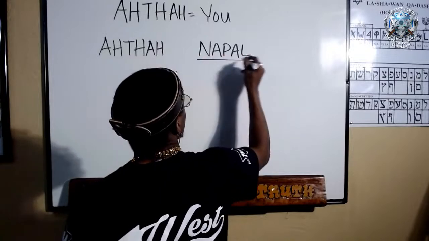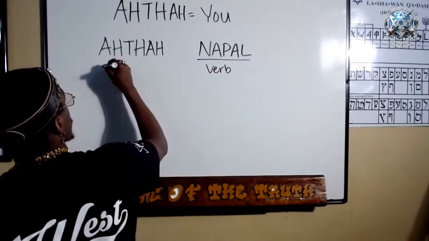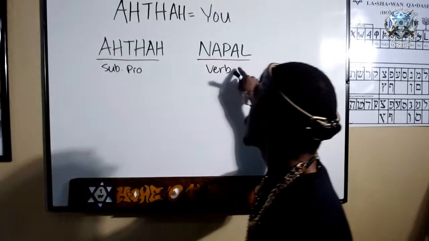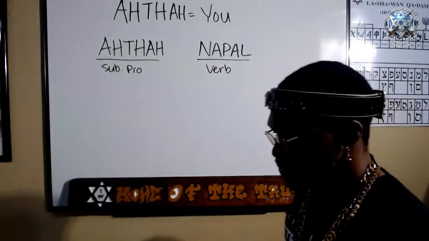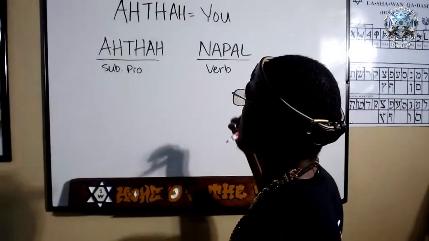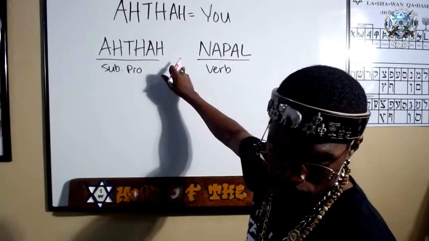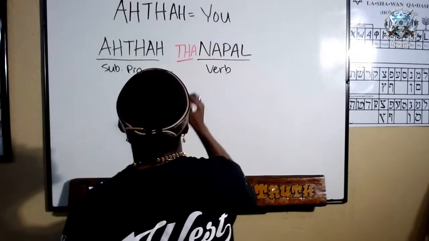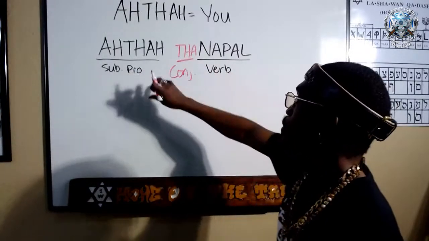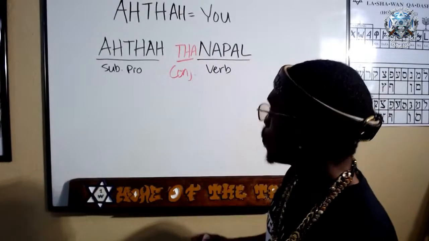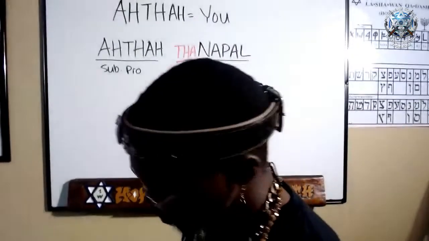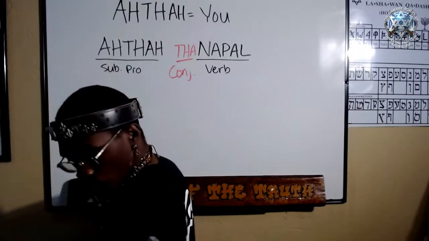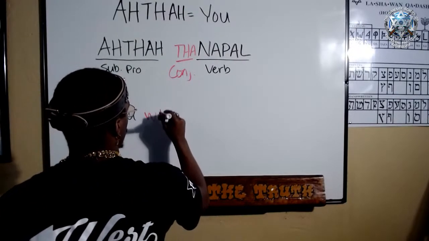To conjugate this verb, our verb is Nepal, and our subject pronoun is a the, which is you. We will have to add a the to the beginning of Nepal. So instead of a tha Nepal, it becomes a tha Nepal. And this is our conjugation. Now it's a tha Nepal, which means I will fall. Oh, I'm sorry, you will fall. So now this is: you will fall.